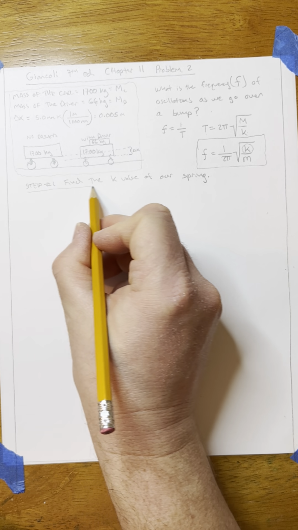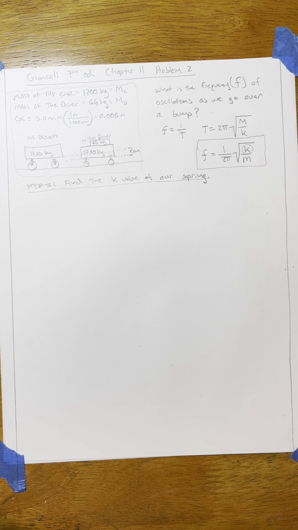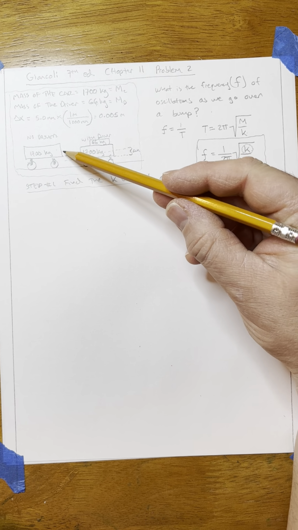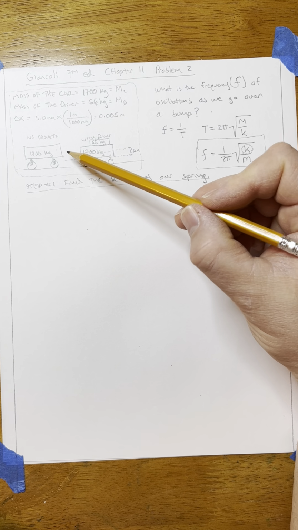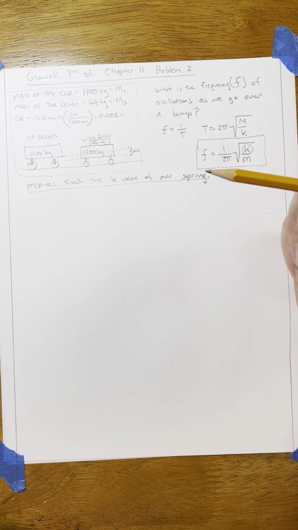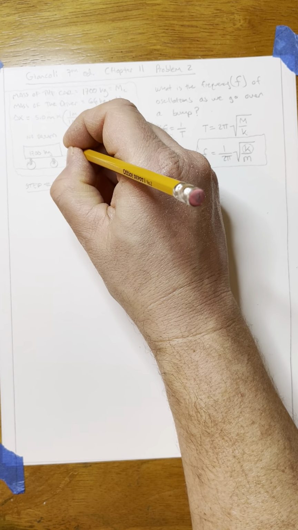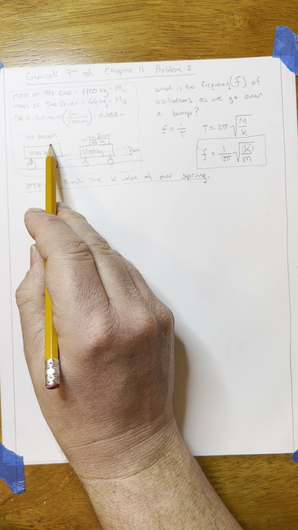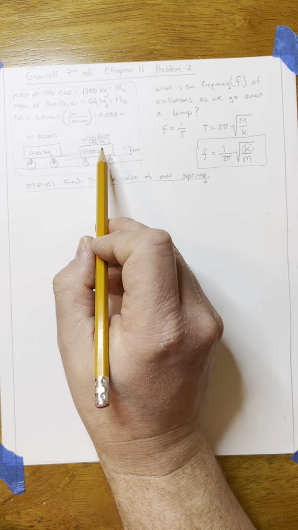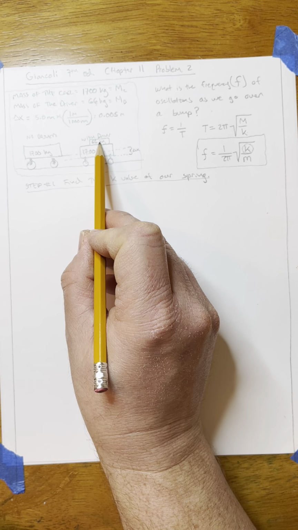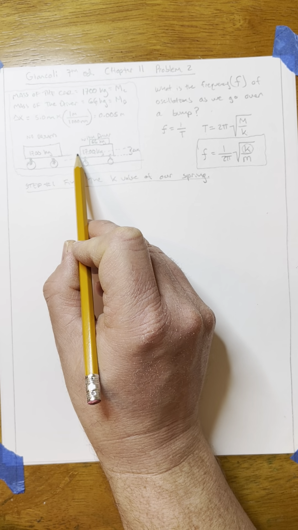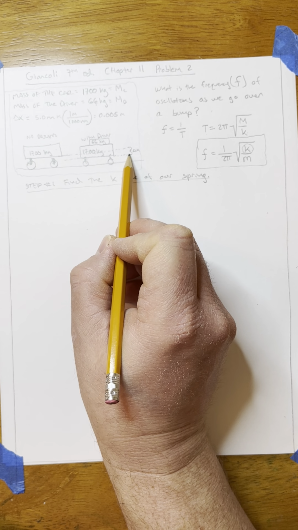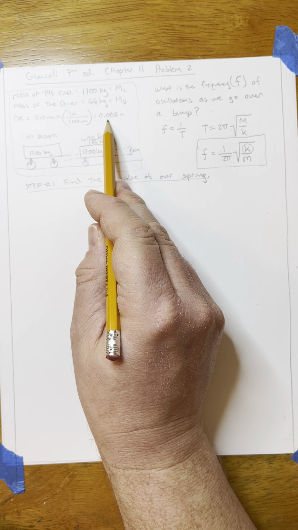Okay, so that's what we have to do first. How can we do that? Well, we can use this concept right here. We're initially at some x equals 0 position. You can imagine that this initial equilibrium position with no driver is x equals 0. And then we put a 66 kilogram mass on top of the car, and that causes the springs to compress delta x, or 0.005 meters.